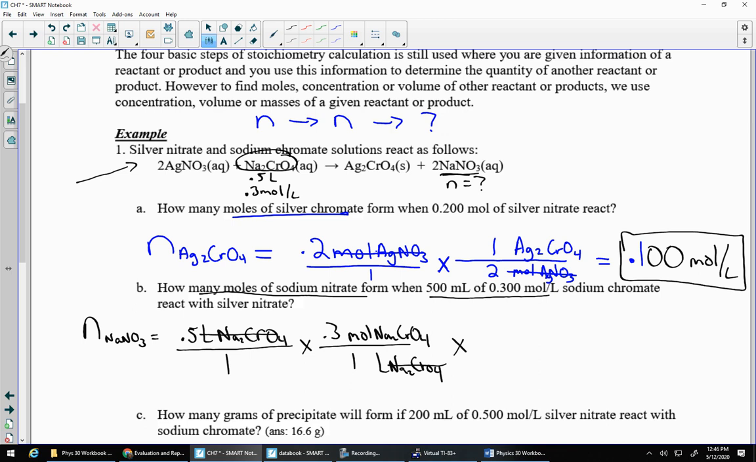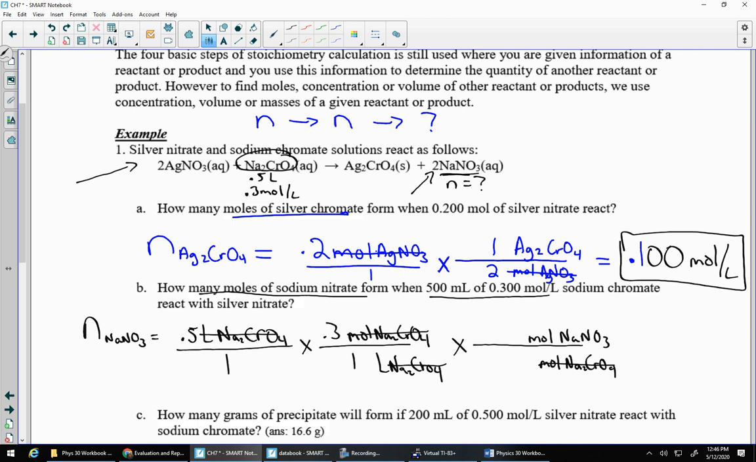We're actually looking for the moles of sodium nitrate, so I need to use my mole ratio to get the moles of sodium nitrate. Cool, okay. So I want to cancel out moles of Na2CrO4. It's on the top here, so it's going to cancel with the one on the bottom over there. I'm going to end up with moles of sodium nitrate, NaNO3.